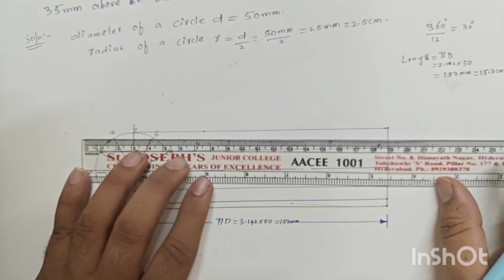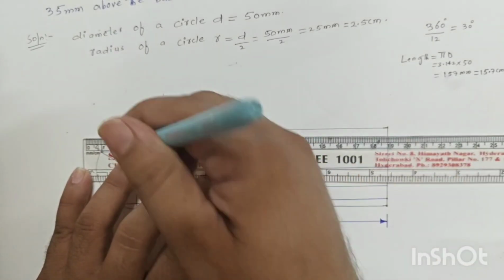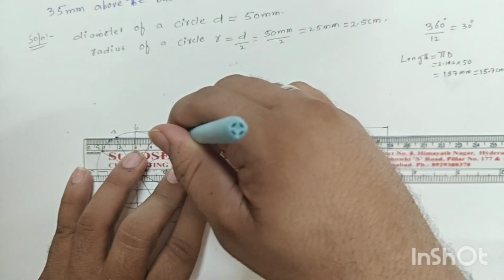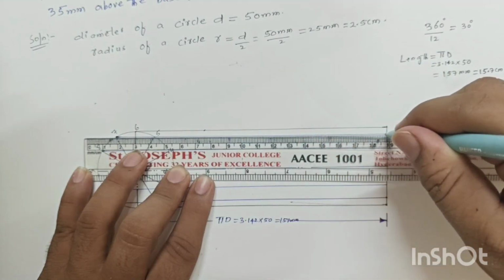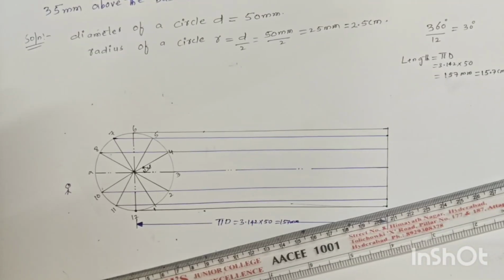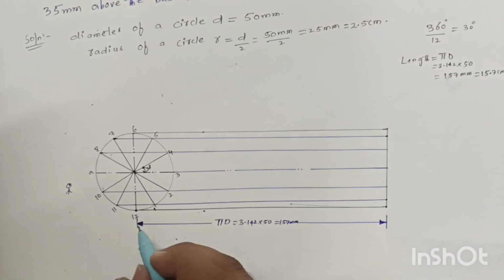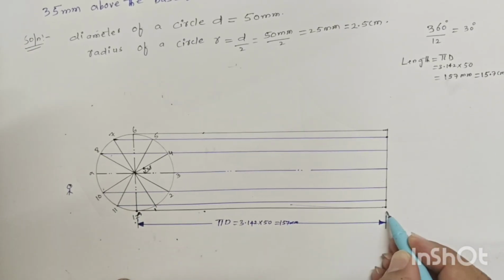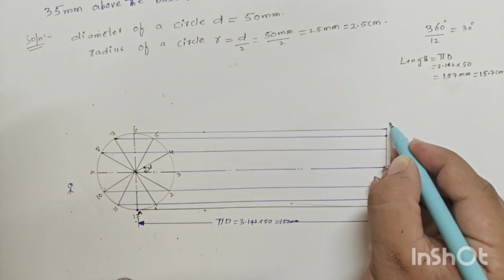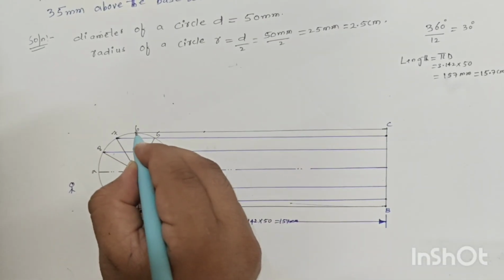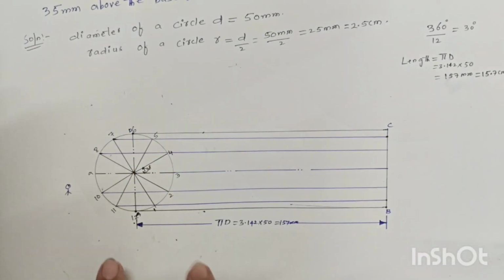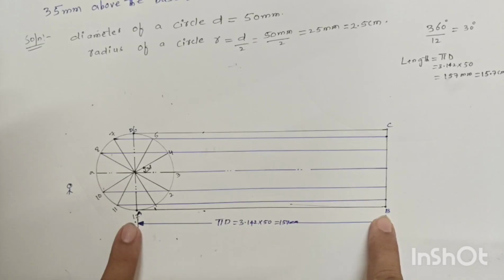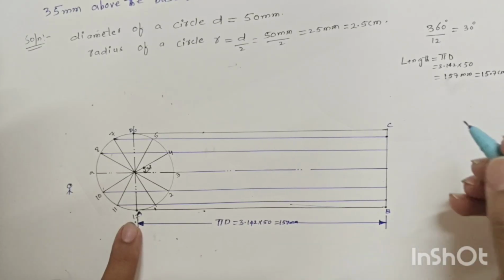Again from 7 to 5. Clear? Then the length, so this is point A. This is B. This is C and this is point D. The length from A to B is 157. Is it right? This 157.